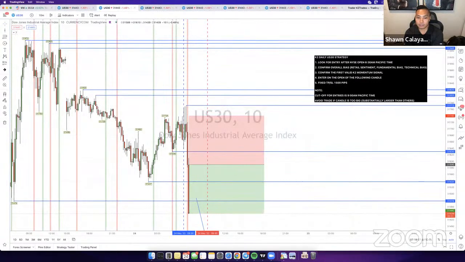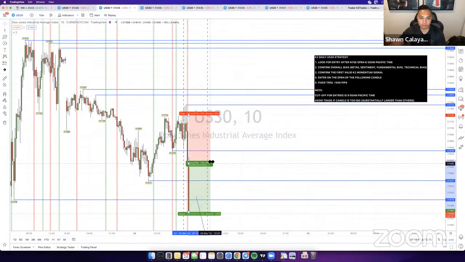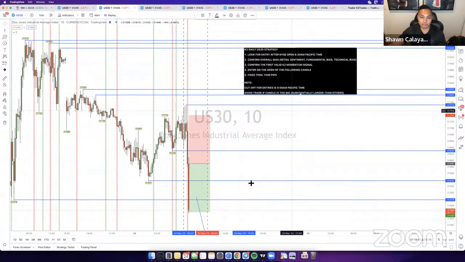And there you go, full TP off the day, that's 1,500 pips. So if you guys caught it, huge congrats to you.